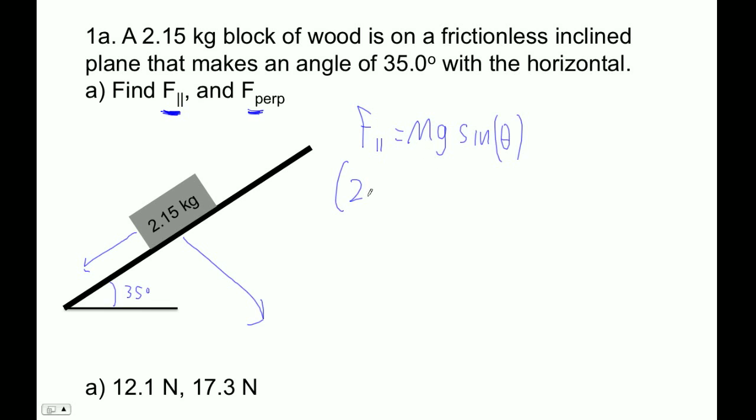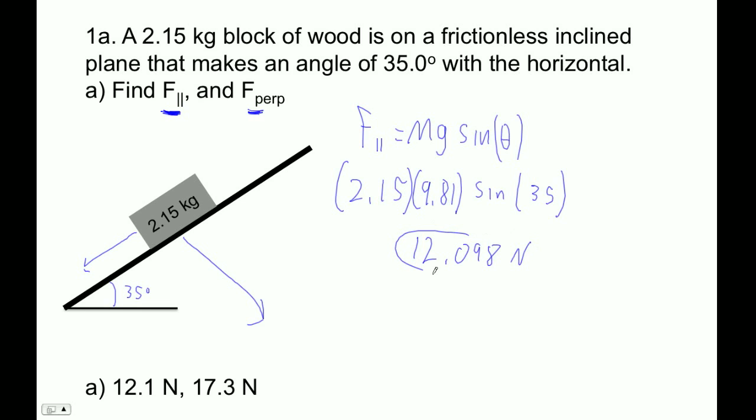So I'm just going to plug this in, 2.15 times 9.81. We really can't afford to think about this too much, right? Okay, times sine of 35. Why it is this way is explained elsewhere. Okay, so if I do that, hold on, I get 12.098 newtons of force. Okay, so that's our 12.1 newtons, and there it is, right?